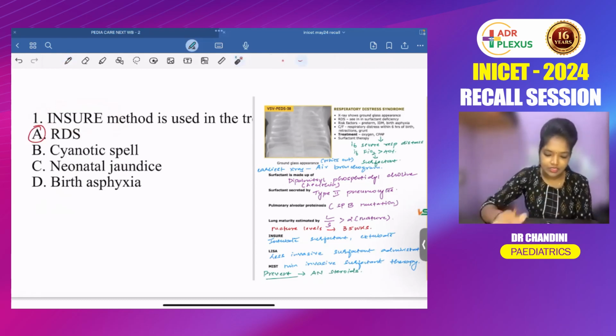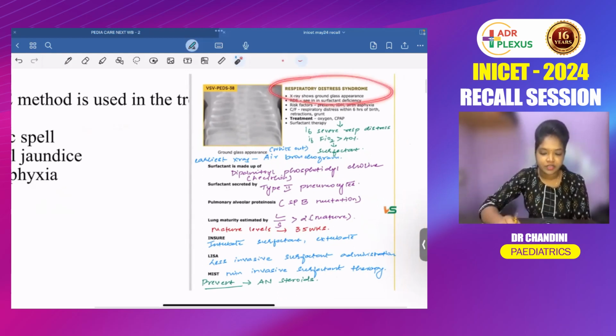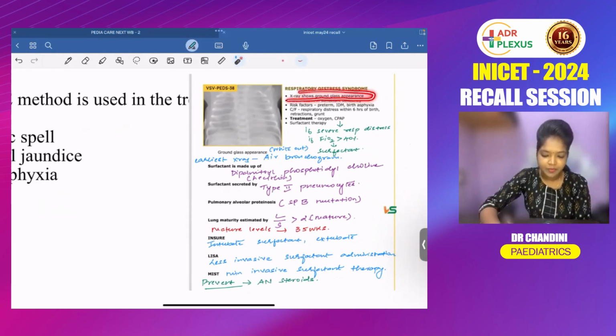Okay, so this is a glimpse from our VSV where we discussed respiratory distress syndrome. You all know respiratory distress syndrome is seen in preterm babies because of deficiency of surfactant. Here, if you see, they will have a ground glass appearance in the later stages. The treatment is actually oxygen and CPAP. Along with that, we will give surfactant therapy for certain babies. If the FiO2 requirement is more than 40%, then surfactant administration is advised.